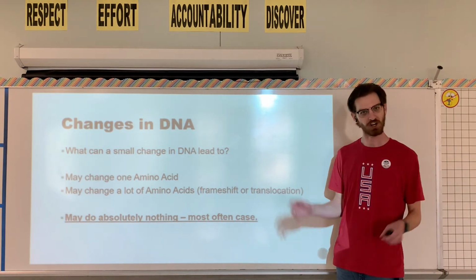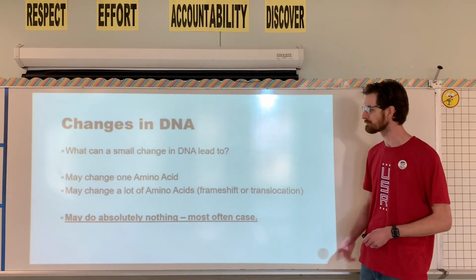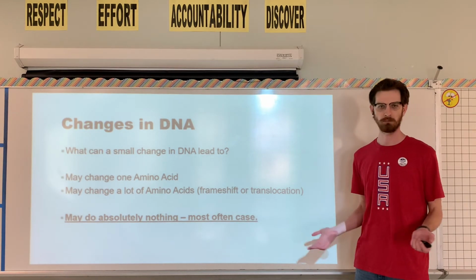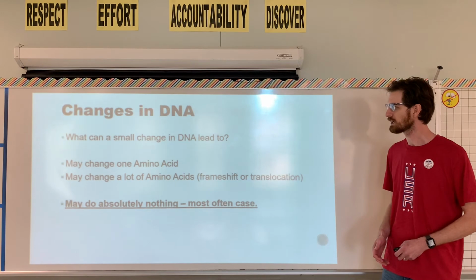Our DNA is all kinds of messed up, and that's a good thing because it gives our species a lot of survivability. But in a lot of cases, we have sections of DNA that are all messed up, but they don't really make a protein, so it doesn't really matter. All right, so let's talk about that one.